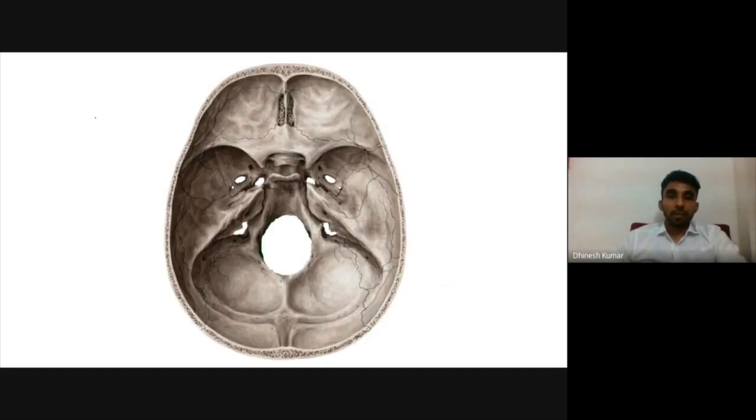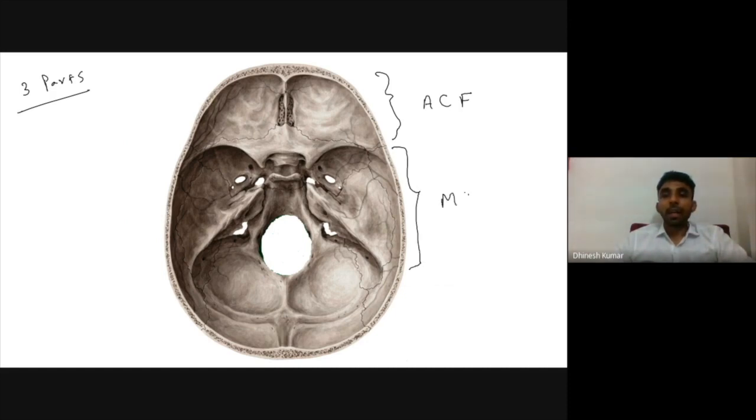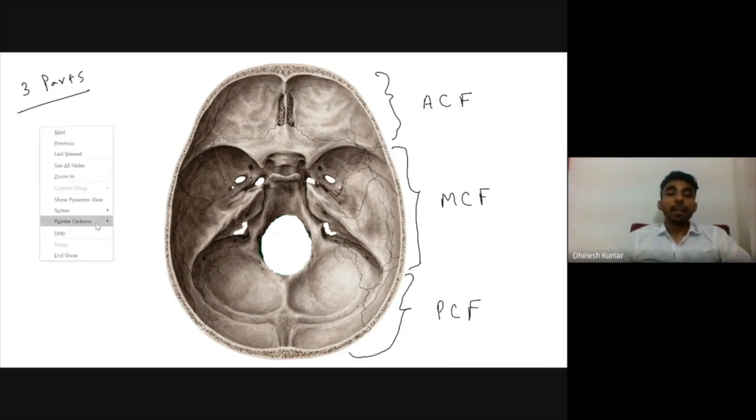Okay, so let's discuss. I hope you know the cranial cavity is divided into three parts, namely, this is the anterior cranial fossa. This is the middle cranial fossa, and behind that we have the posterior cranial fossa, right? So cranial cavity is divided into three parts. From anterior to posterior, they are anterior cranial fossa, middle cranial fossa, and posterior cranial fossa, right?